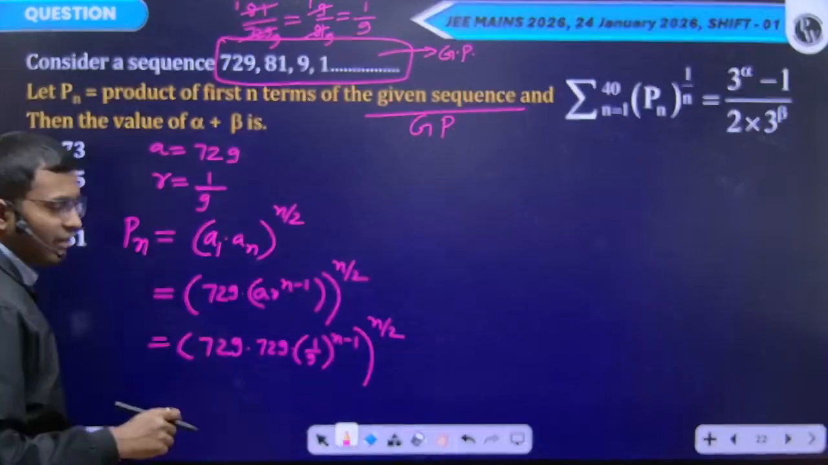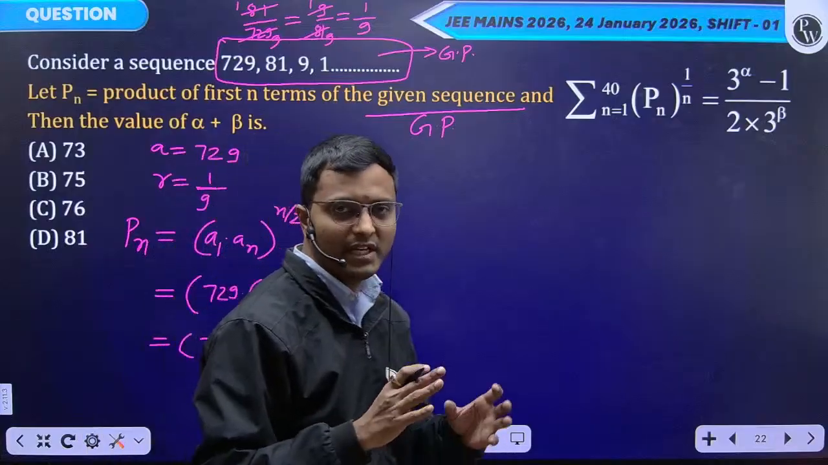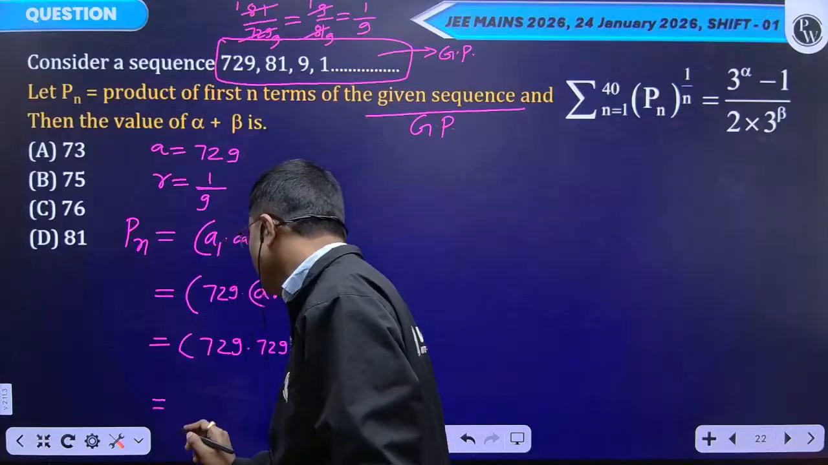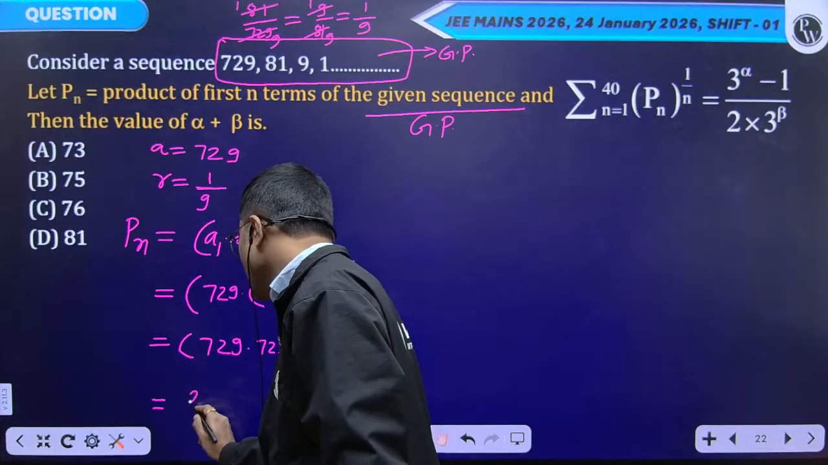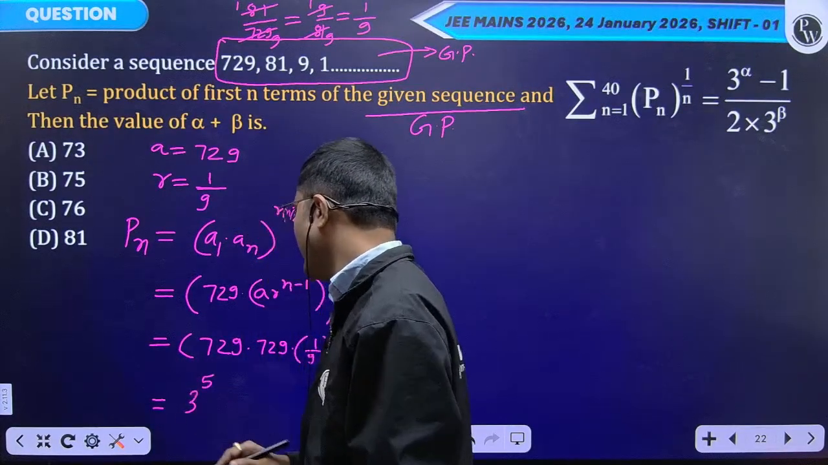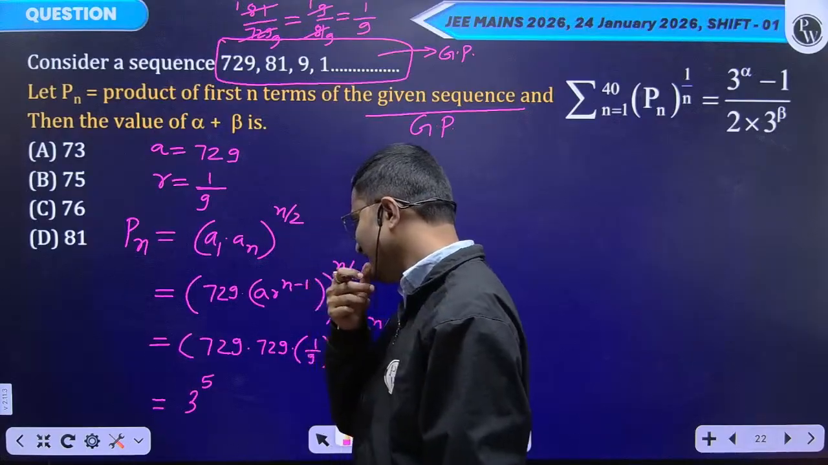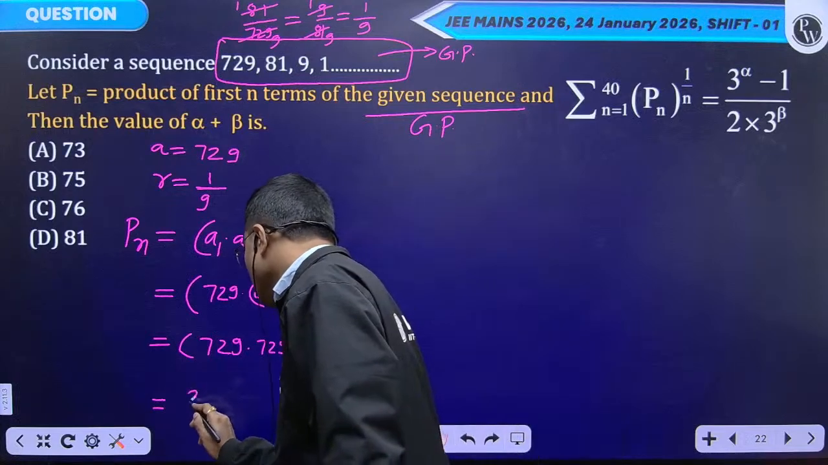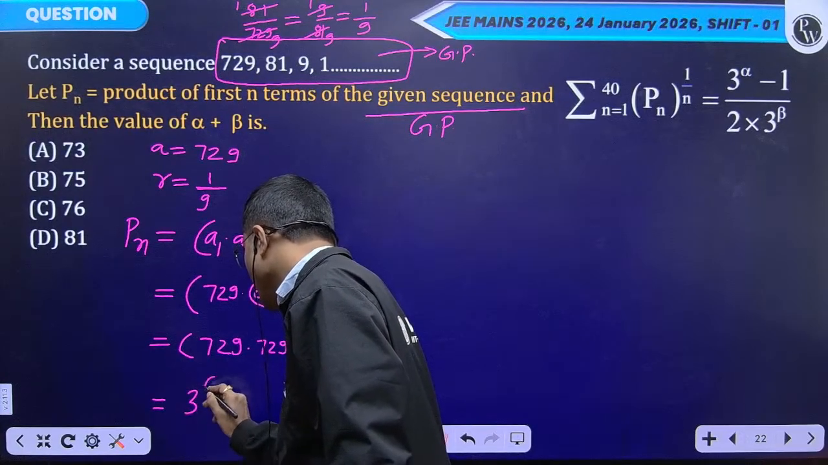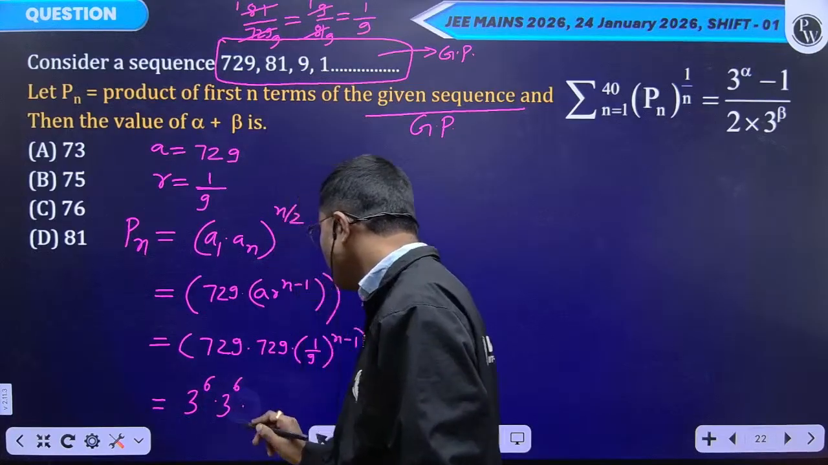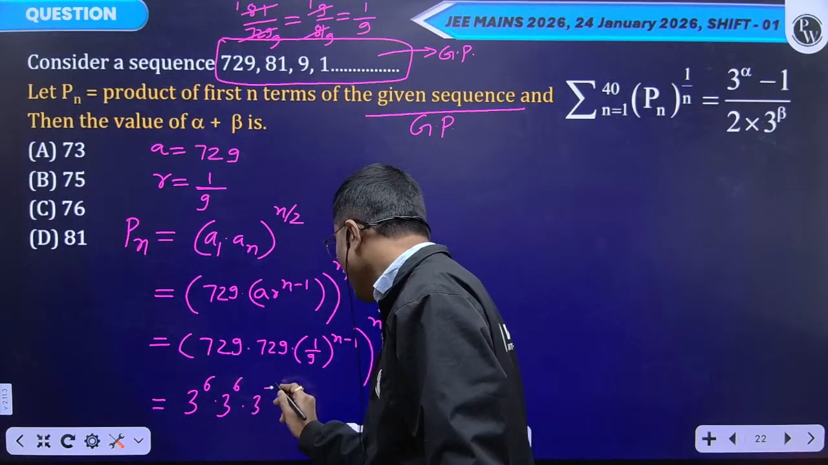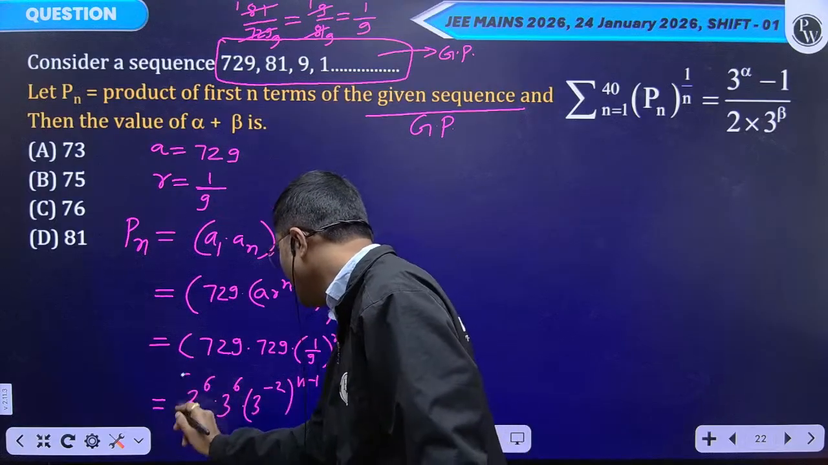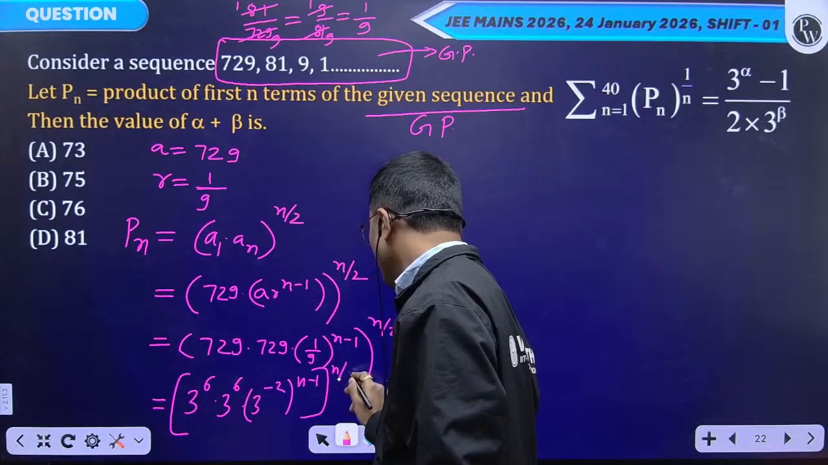So let us convert everything into 3 powers, so that we have a common base. 729 is 3 power 6, correct? 81 into 9 is 3 power 6, 729. And 27 into 27 is 3 power 6 into 3 power 6, 3 power minus 2 for that (n minus 1) power, and whole power n by 2.